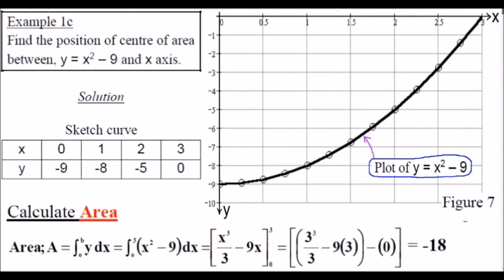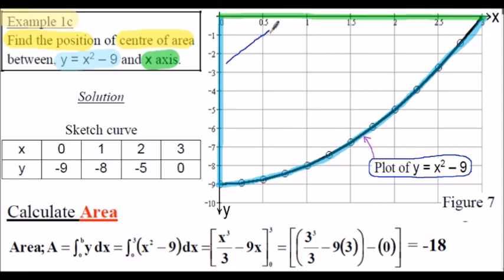Let's consider an example, example 1c shown here. We've got to find the position of the centre of area, the centroid, between our curve y equals x squared minus 9. That's plotted here in figure 7, and the x-axis shown here. So in other words, this is the area we're considering.